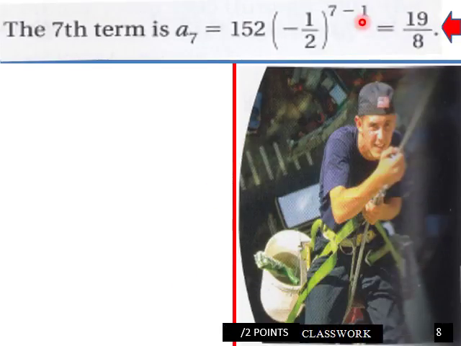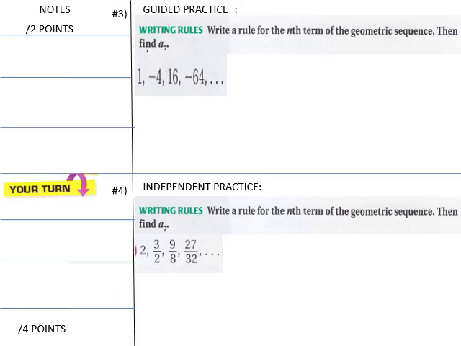And we're trying to find the 7th term in this sequence here. So when we do 152 times negative 1/2 to the 6th power, we get 19 over 8. You can use your calculator for that. Here's our guided practice. Write a rule for the nth term of the geometric sequence, then find a sub 7. So we have another a sub 7 here.